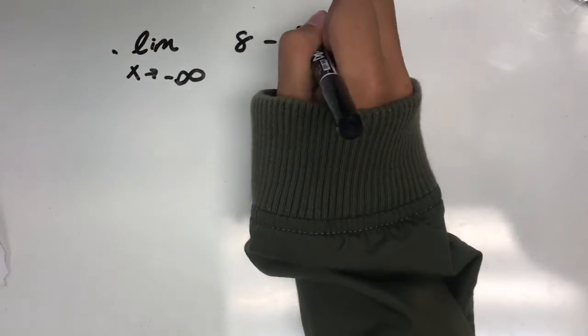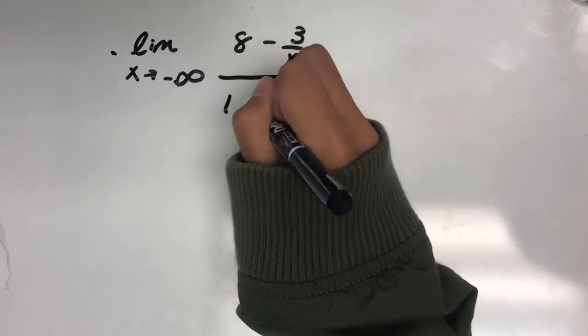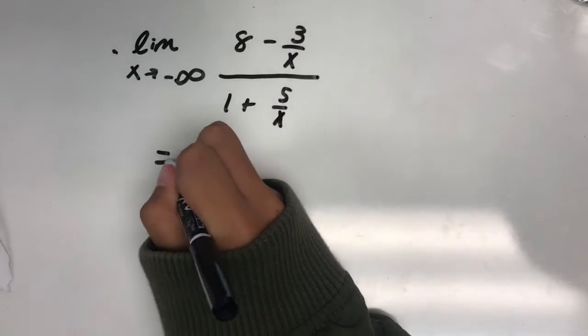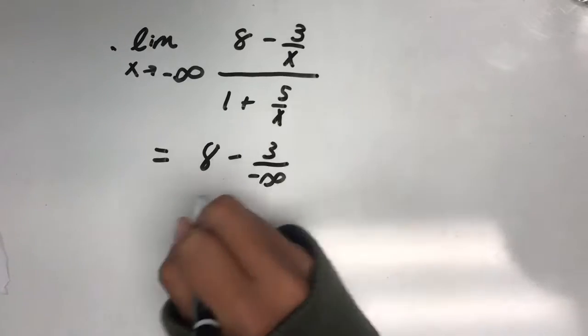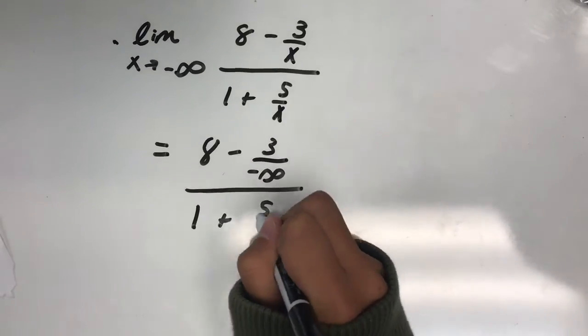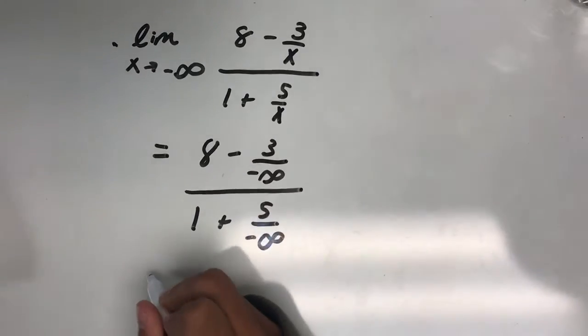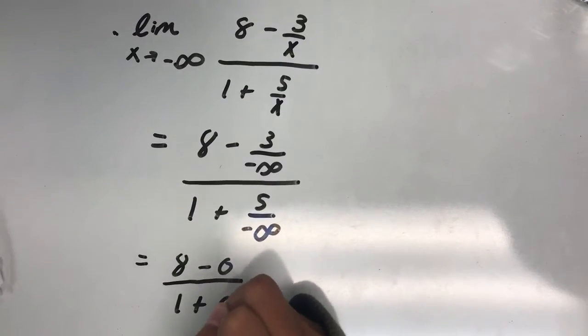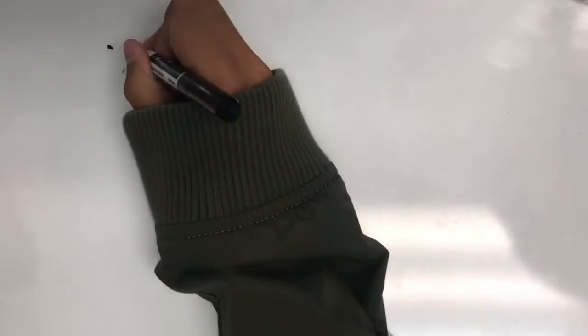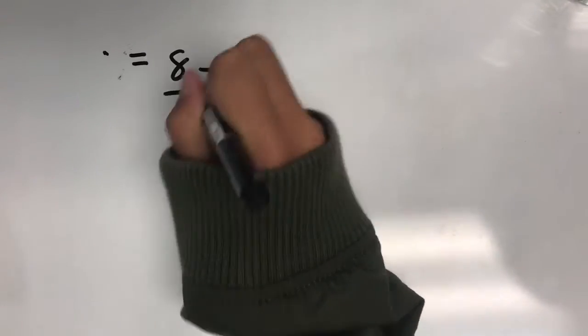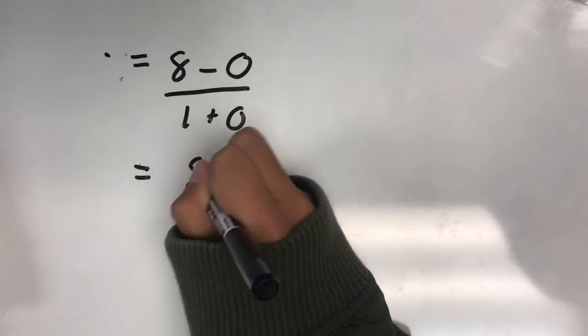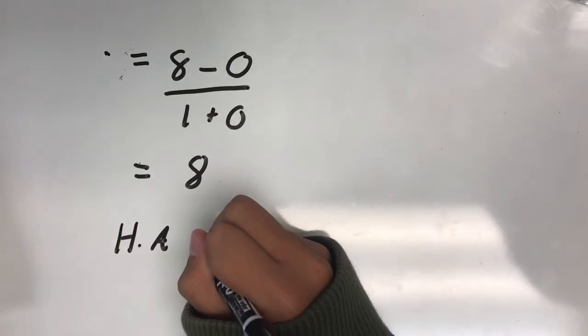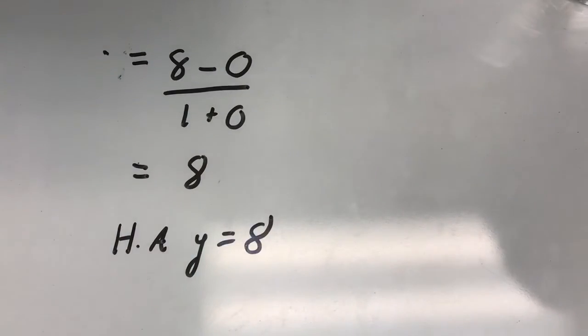Here we will check as x approaches negative infinity. Here we will use the same process as we did with x approaches positive infinity. We will plug in the infinity into the x values, and you can see that it will still equal the same result. After some simple algebra, you can see that the answer is the horizontal asymptote is y equals 8.